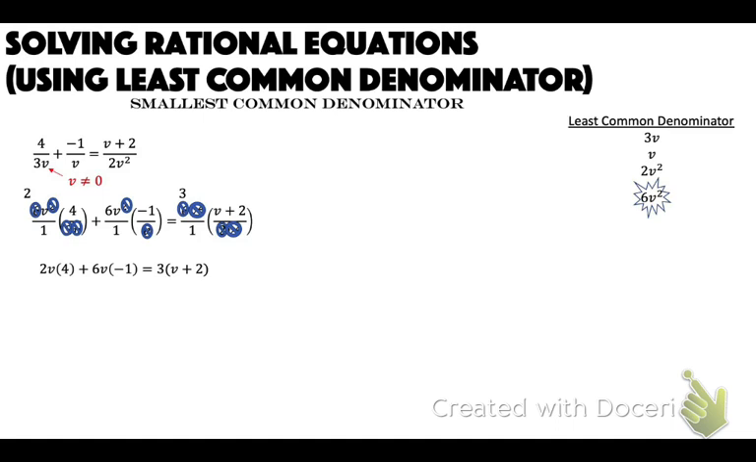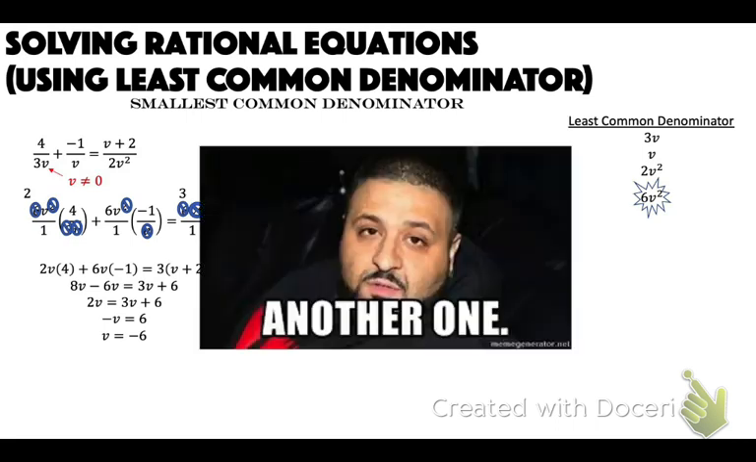And then that's a pretty simple equation to solve. It's going to be 8v minus 6v equals 3v plus 6. So that's 2v equals 3v plus 6. So that's negative v equals 6. So v equals negative 6. Okay, let's do one more.